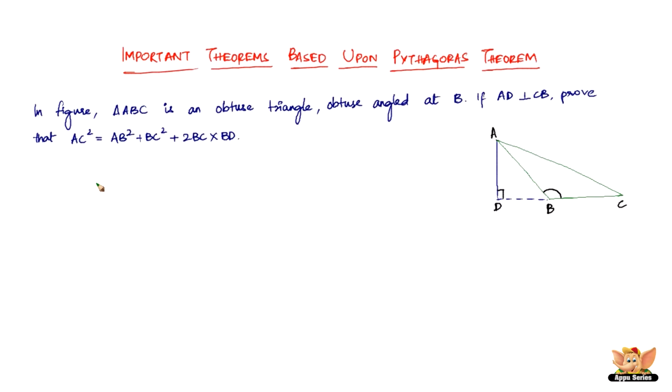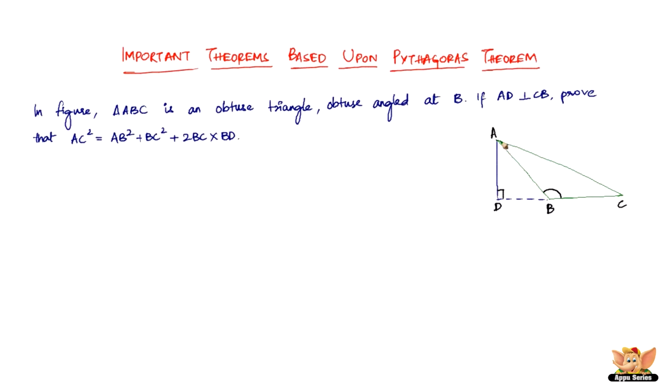So now, given is an obtuse triangle ABC, obtuse angle at B, and AD is perpendicular to CB, which is produced. And what we have to prove is that AC square equals AB square plus BC square plus 2BC into BD. And how are we going to prove this? What's the proof? Now, here it is.